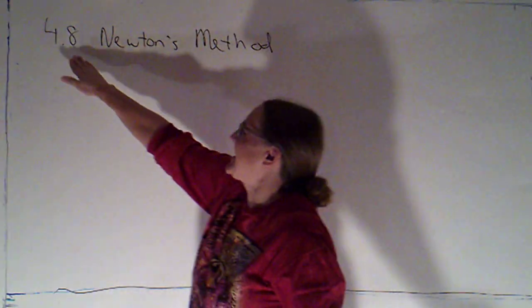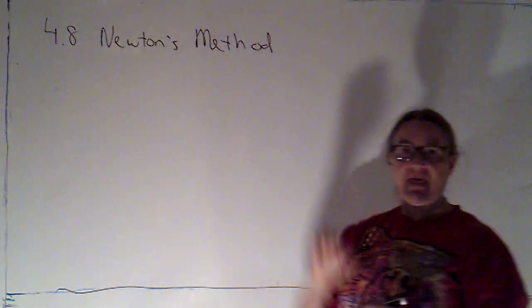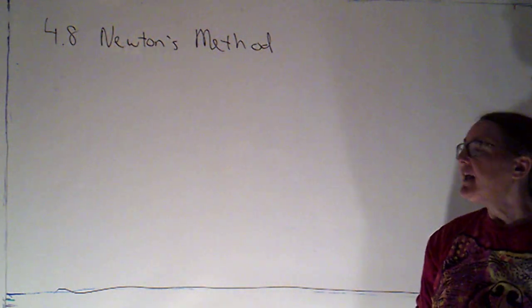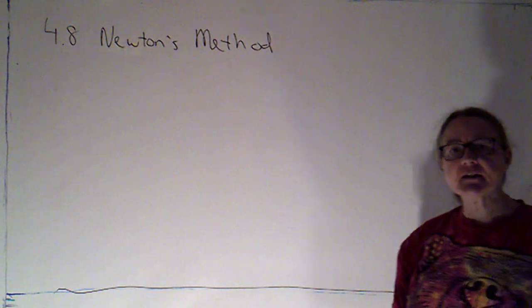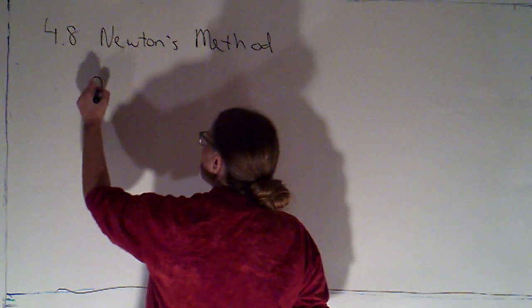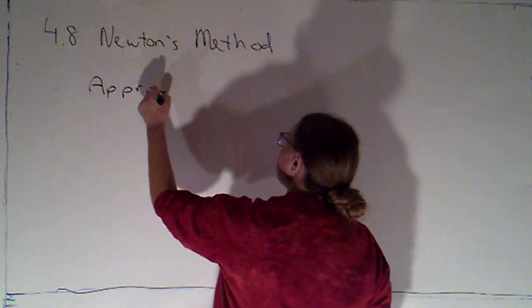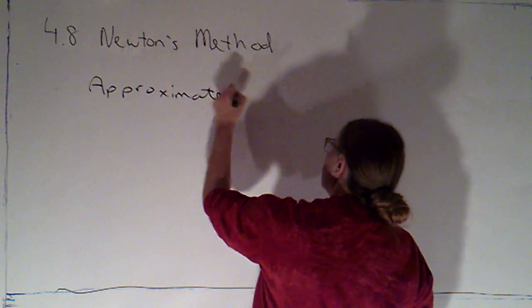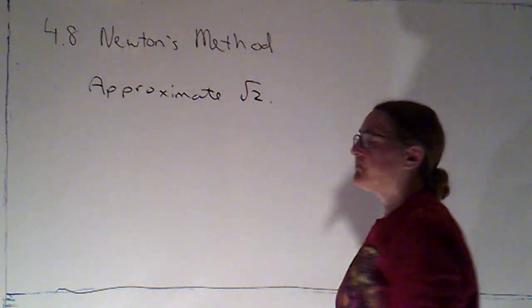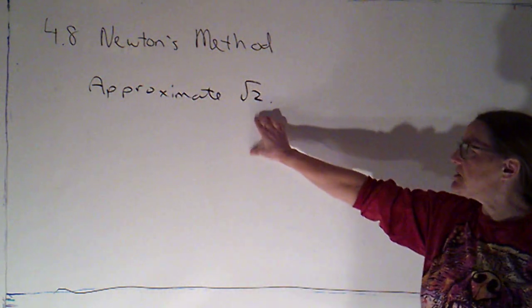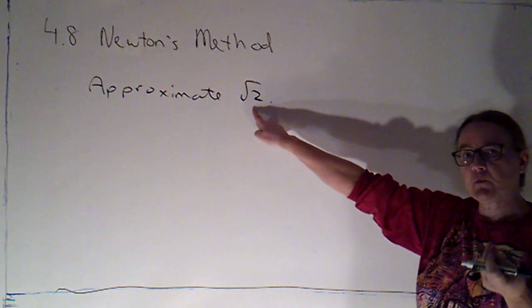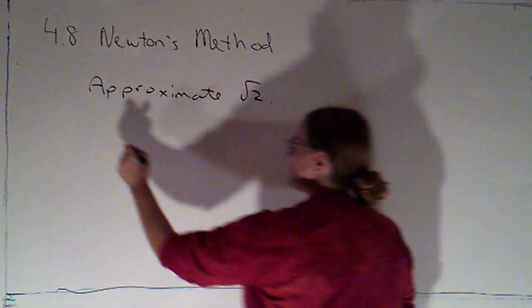Okay, in this video, we're starting to take a look at section 4.8, which is Newton's method. Newton's method is a way of approximating numbers. So let's suppose I wanted to approximate the square root of 2. And the key is to view that number as a root of some equation.